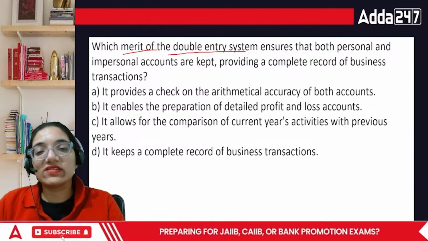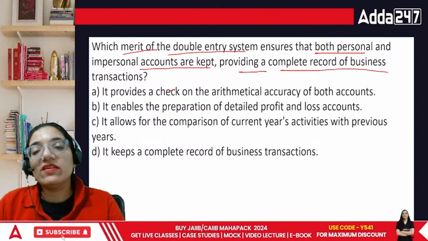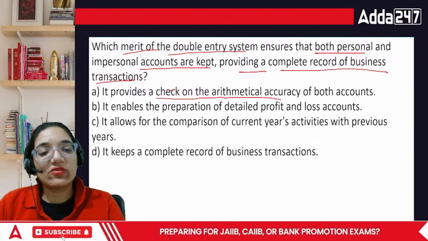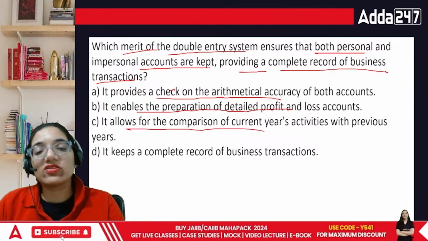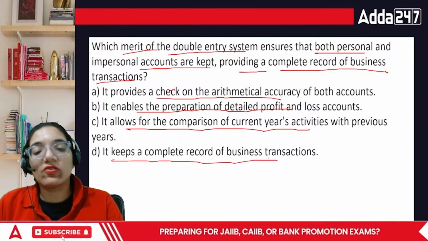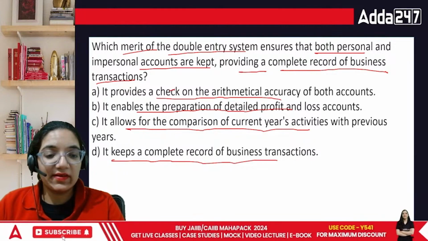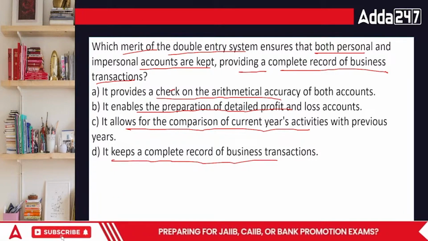Merit of double entry system ensures that both the personal and impersonal accounts are kept, providing a complete record of the business transaction. It provides check on arithmetical accuracy on both accounts. It enables the preparation of detailed profit and loss account. It allows the comparison of current year's activities with the previous years, and it keeps the complete record of the business transactions. What's going to be the answer? Everybody? Both personal and impersonal are kept.